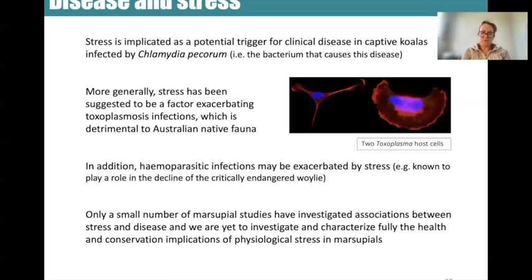But really, there's only been a small number of marsupial studies that have actually investigated this association between stress and disease. And we're still yet to investigate and characterise fully the health and conservation implications of physiological stress in marsupials. So another area of research that needs continuing investigation.